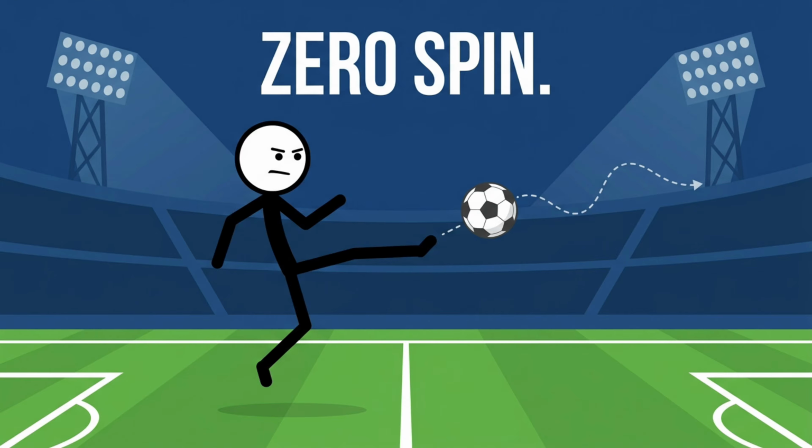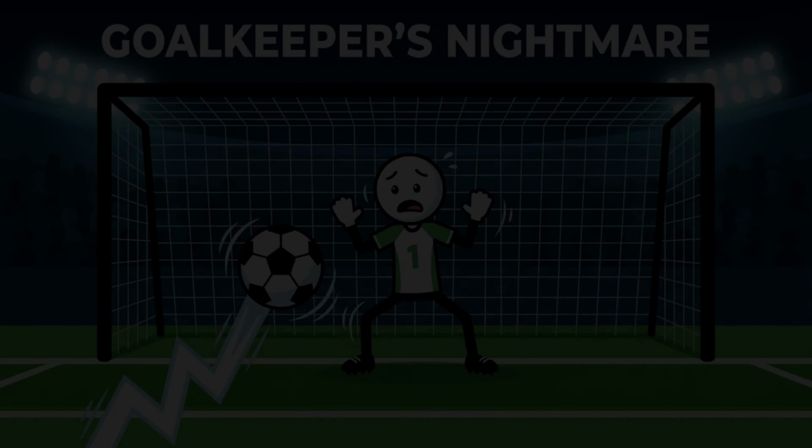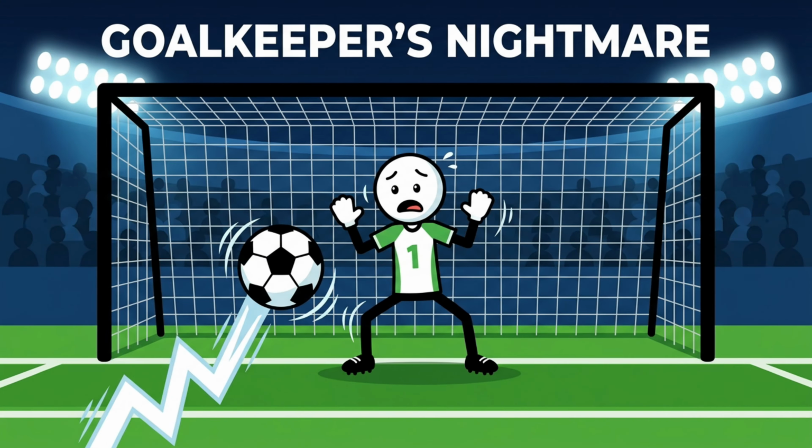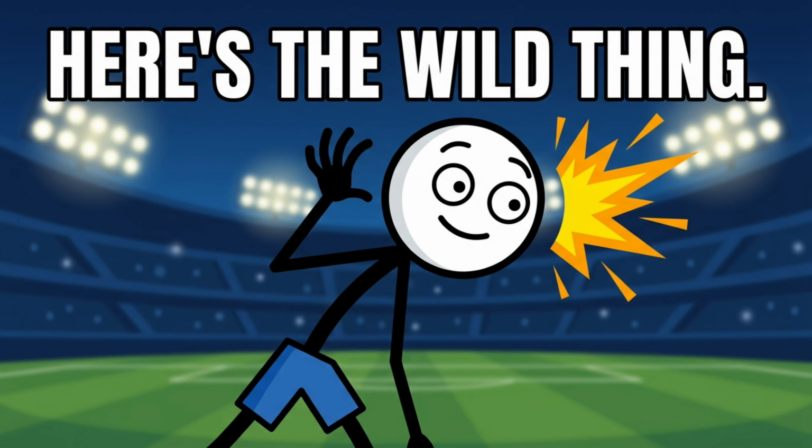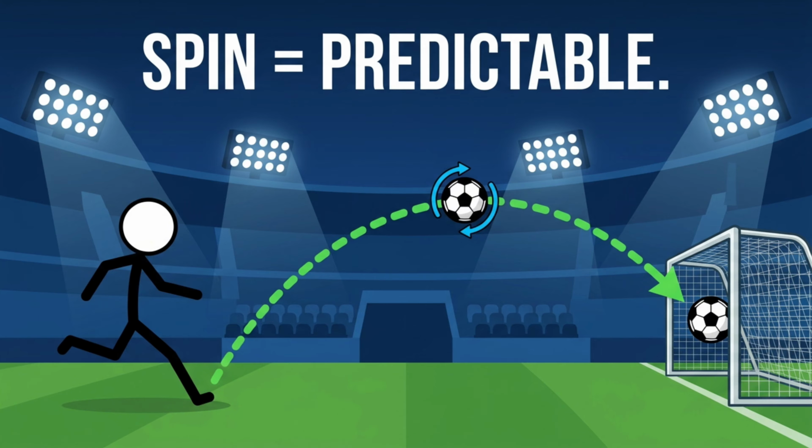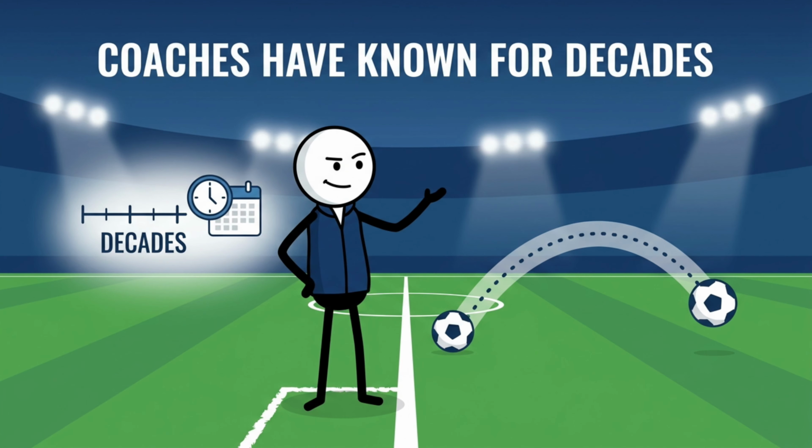A soccer ball can curve through the air with zero spin at all. And that's the part that should terrify every goalkeeper on the planet. Here's the wild thing. Curling a free kick with spin? That's easy physics. Coaches have understood that for decades.